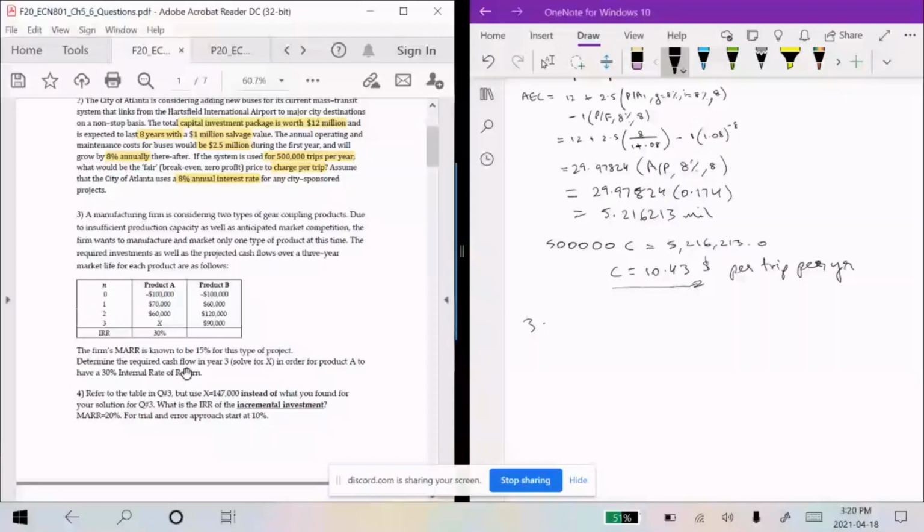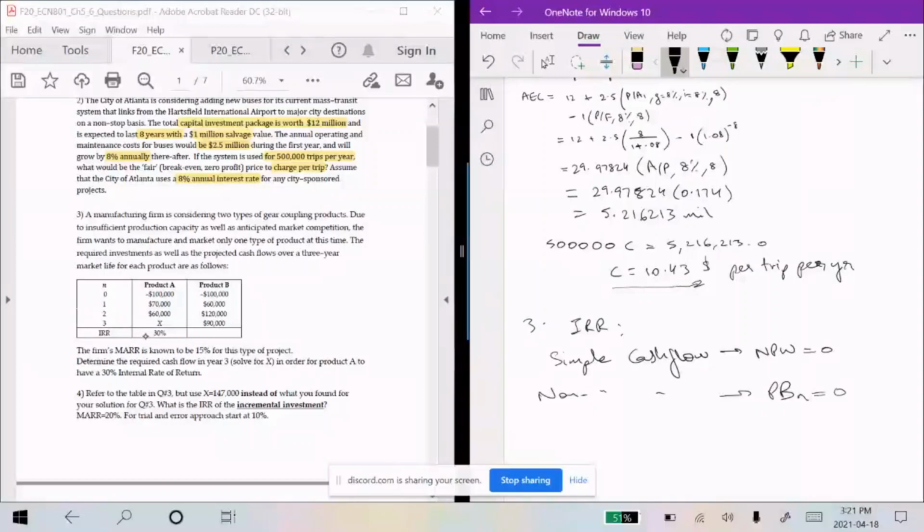The way we solve for internal rate of return is that there are two methods. If it is a simple cash flow, I'll tell you what the simple cash flow means. If it's a simple cash flow, you use the net present worth method. You find out the net present worth of the entire cash flow, and you equate that to 0. If it's non-simple, you find the project balance. We'll do a question of this too later on. Find the project balance at the end of the cash flow, and you equate that to 0.